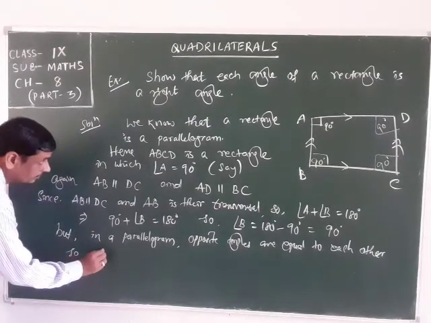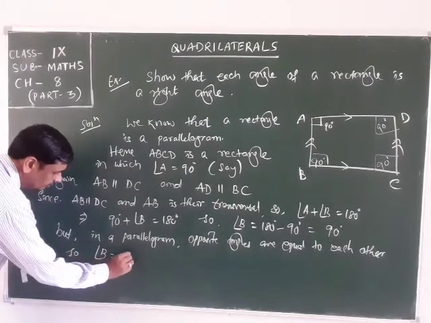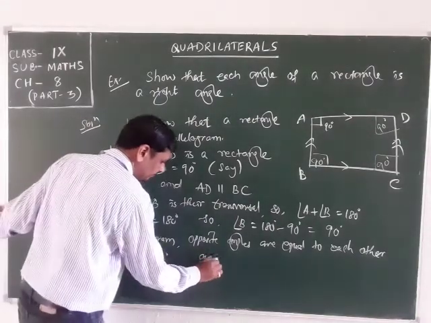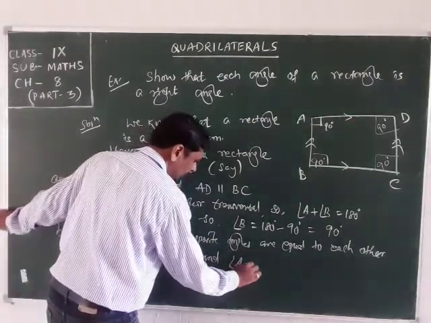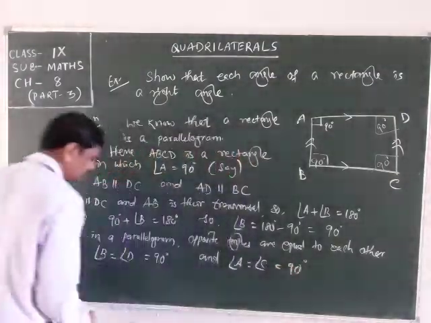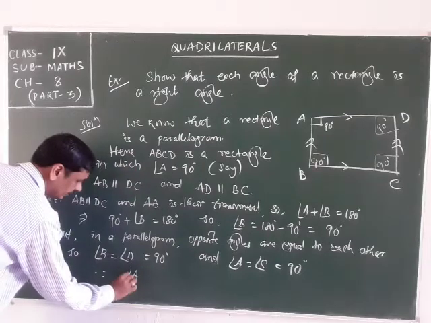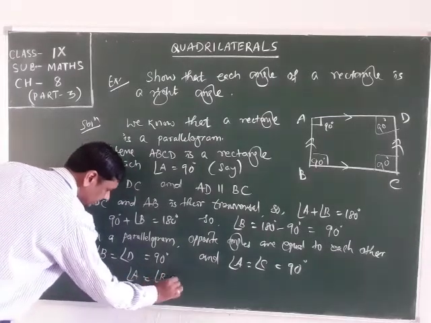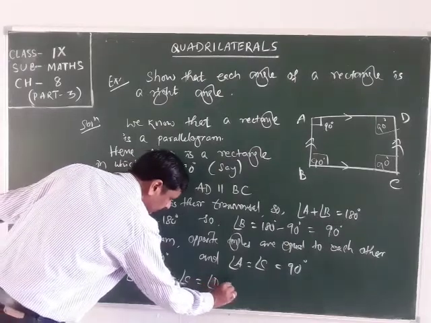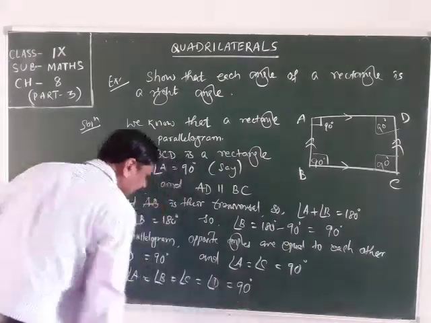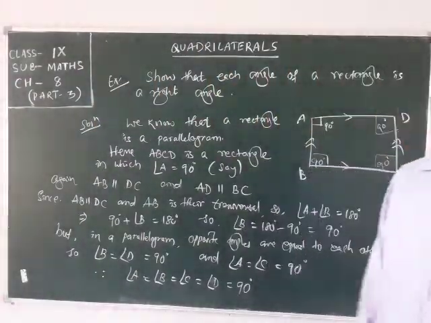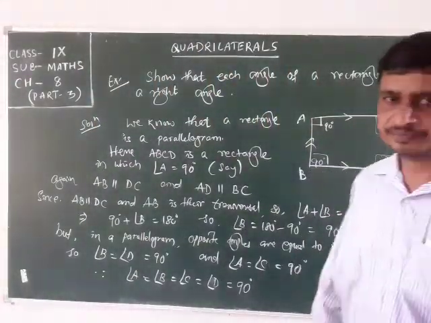So angle B is equal to angle D, which is equal to 90 degrees, and angle A is equal to angle C, which is equal to 90. Therefore, angle A is equal to angle B, equal to angle C, equal to angle D, and all are equal to 90. It is proved that all the angles of a rectangle are 90 degrees each.